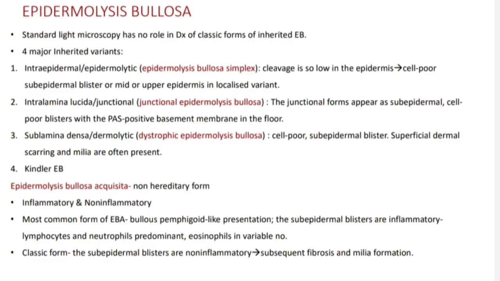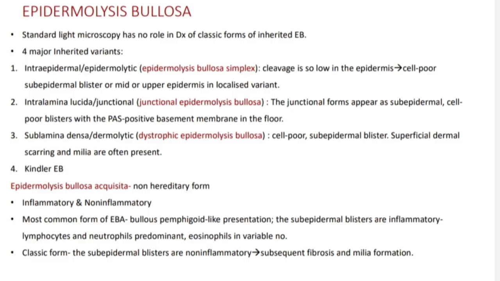Then intralaminar lucida or junctional, that is junctional epidermolysis bullosa. Here it appears as subepidermal cell-poor blisters with PAS positive basement membrane in the floor. Then sublaminar densa or dermolytic, which is dystrophic epidermolysis bullosa. These are cell-poor subepidermal blisters with superficial dermal scarring and milia. And fourth is the Kindler type of epidermolysis bullosa.